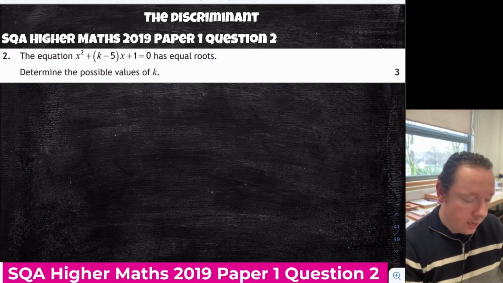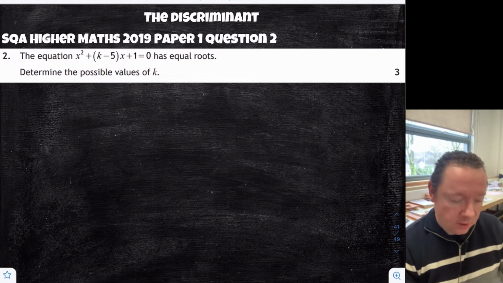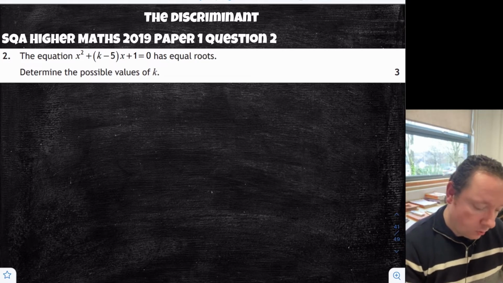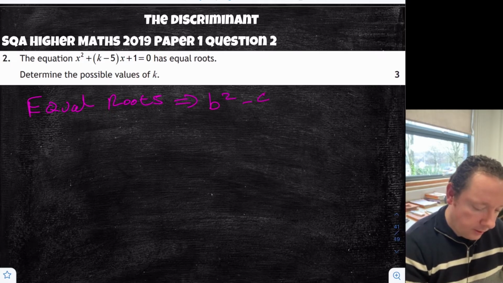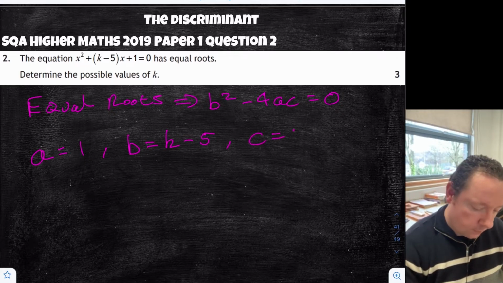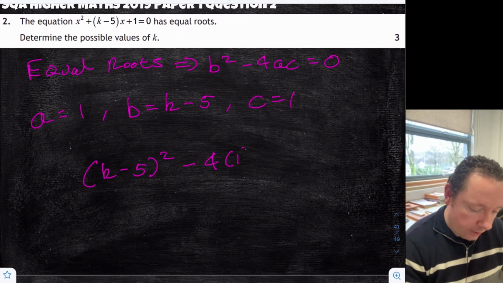Okay, the discriminant, SQA Higher Maths 2019, paper 1, question 2. The equation x squared plus (k minus 5)x plus 1 has equal roots. Determine the possible values of k. Well, if it's got equal roots, that implies b squared minus 4ac equals 0. So our a is the number in front of x squared, our b is k minus 5, the number in front of x, and our c is just 1.